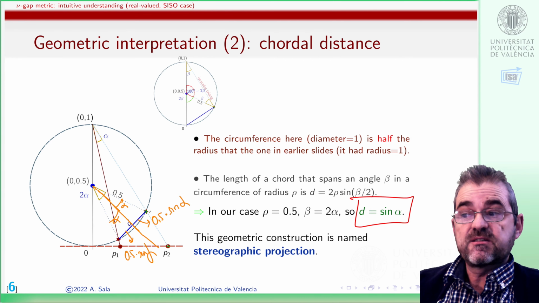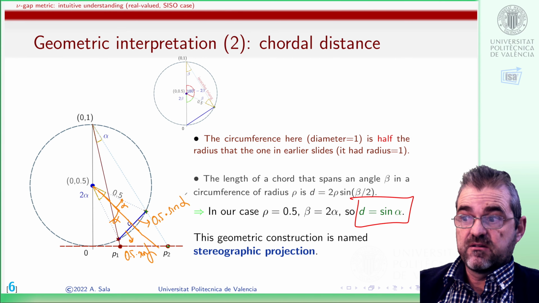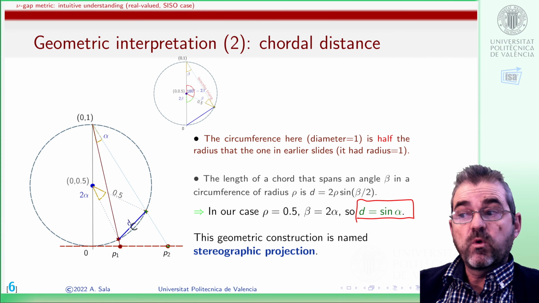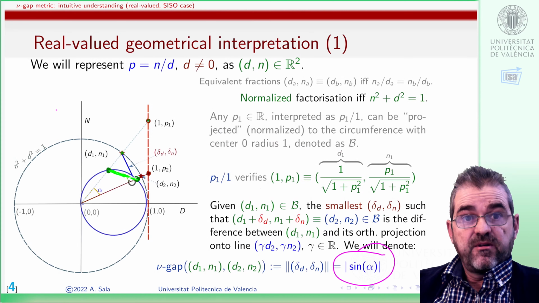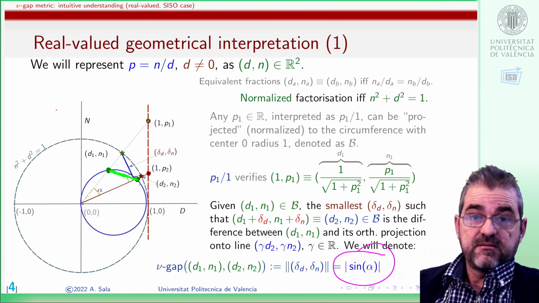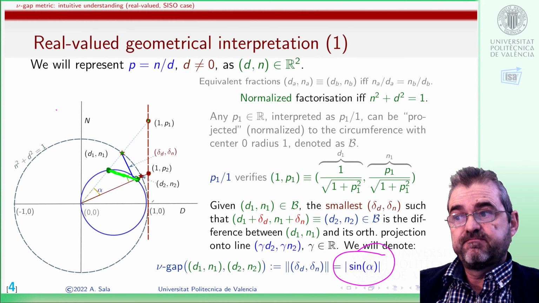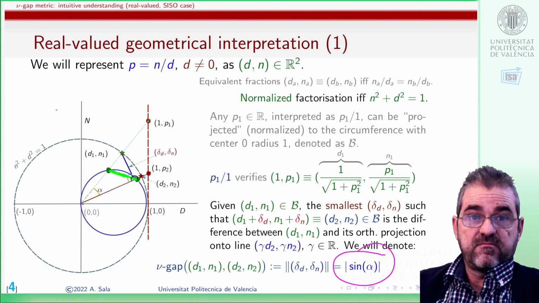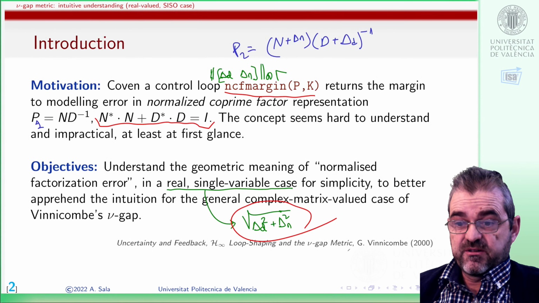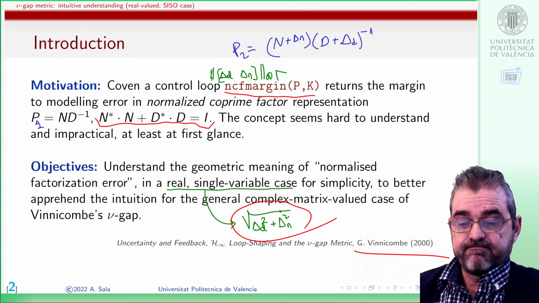This distance d is also equal to the sine of alpha. Hence, this chordal distance, the green line here, has the same length as the sine of alpha that we originally had with a right angle. So this is the interpretation in Vinnicombe's papers.